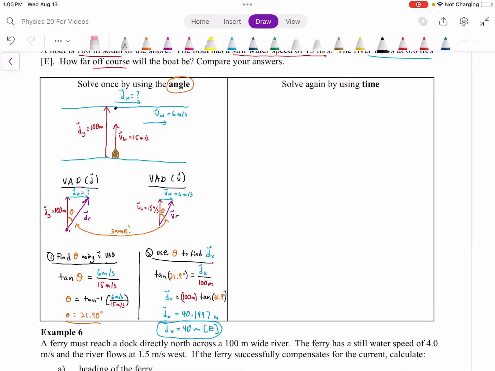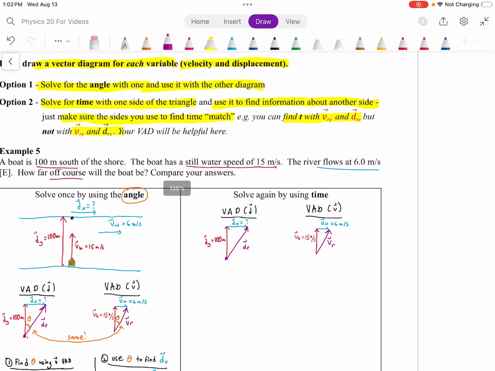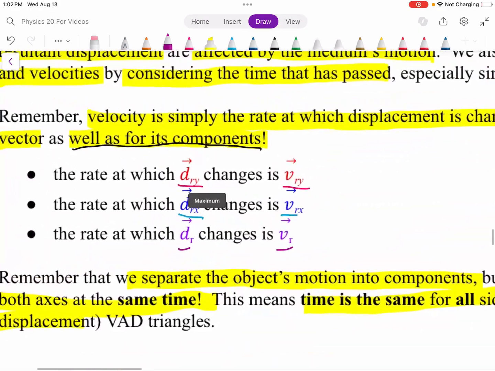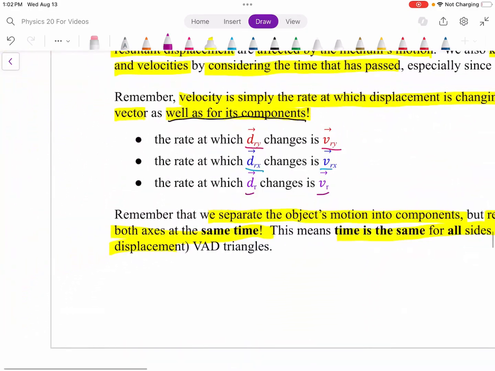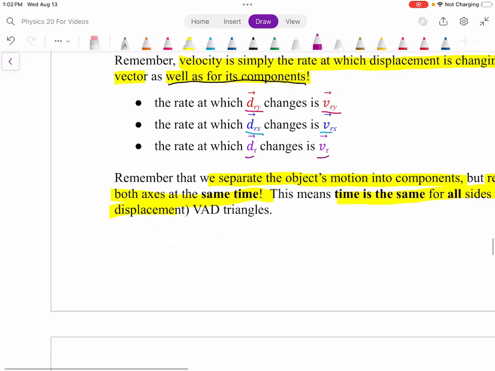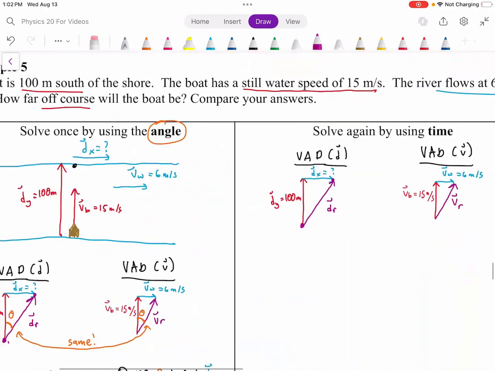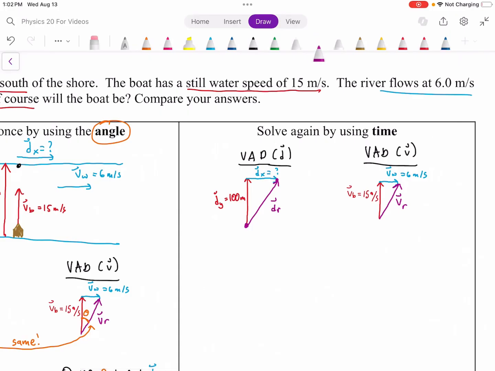I'm just going to copy and paste all our diagram stuff because nothing's changed here for our diagrams. Okay, so remember this, right? The rate at which the vertical displacement changes is the vertical velocity. The rate at which the horizontal distance changes is the horizontal velocity, okay? And this dr, the rate at which this changes, is this vr, okay?